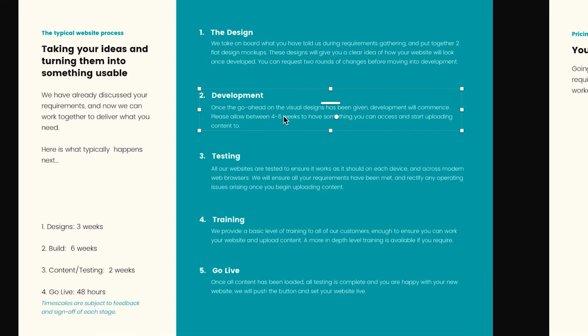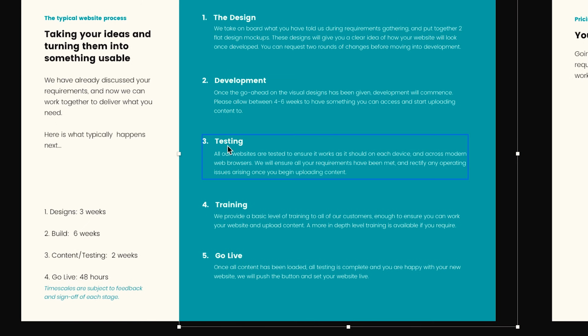Development takes between 4 to 6 weeks. Now here we said 6 weeks, but I've highlighted that it could be 4 weeks, could be six. Kind of gives you a little bit of wiggle room depending on how much time you have at the time. And then we're just highlighting testing stages, the training, and then what happens when we go live.